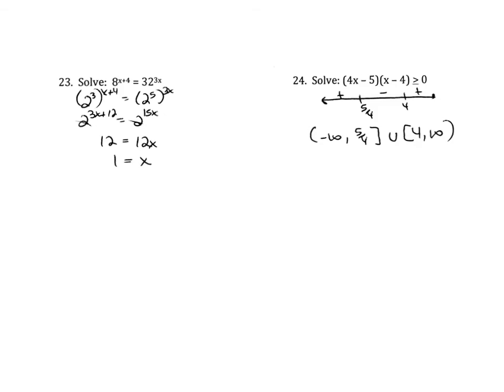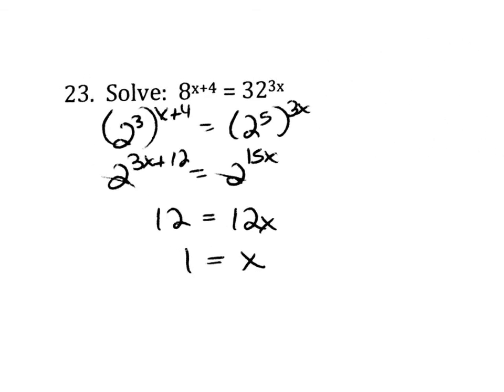And here we go, the review stuff. 23. Sorry. Got to find the same base. So I'm taking the 8 and the 32 and writing them both as 2's. 8 is 2 cubed, x plus 4. 32 is 2 to the 5th, 3x. Multiply your exponents. So I did 3x plus 12. Here's 15x. You can now drop the bases because they're already equal.